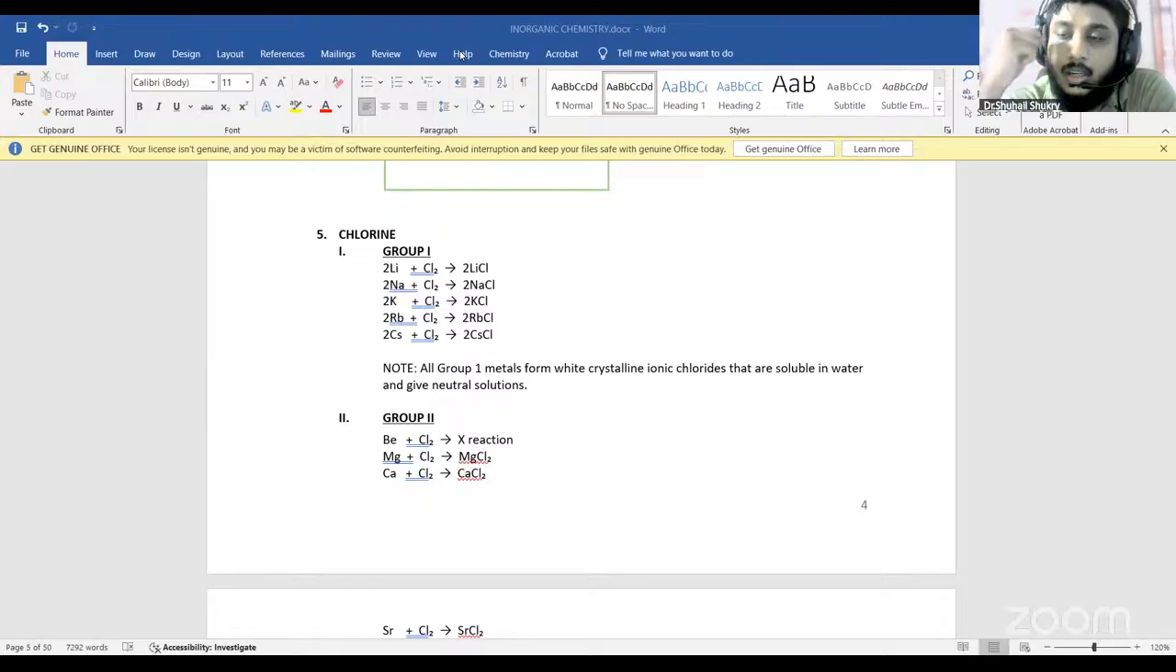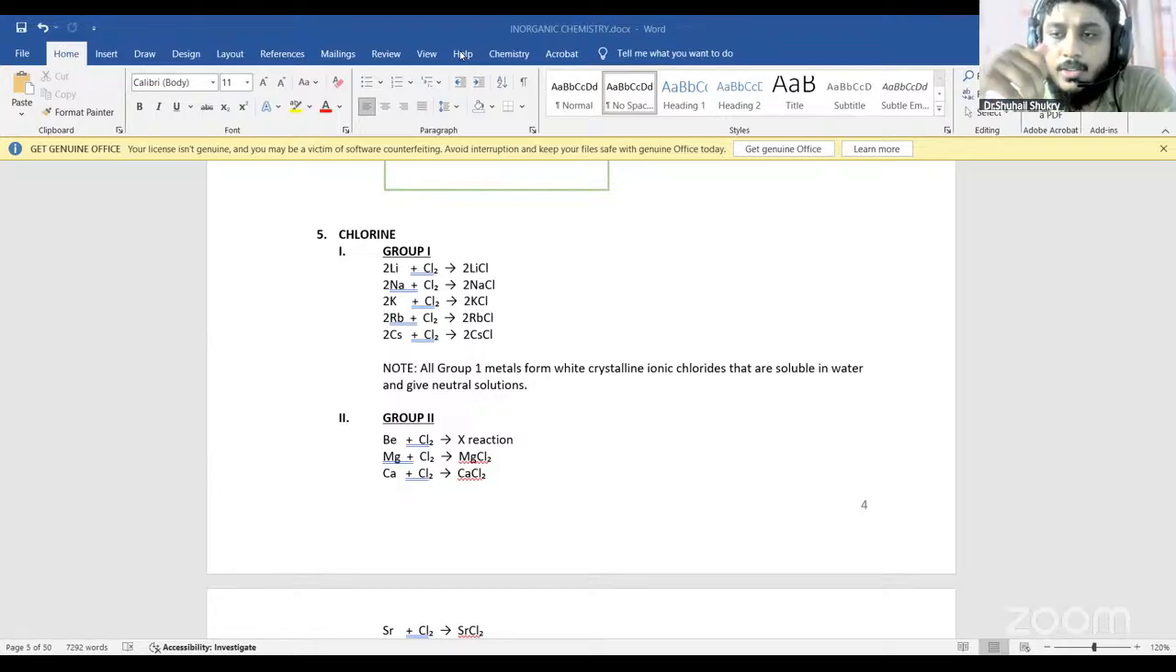Okay. Will beryllium react with cold water? No. Very good. Will beryllium react with hot water? No, sir. Answer is no. Beryllium won't react with hot water. Will beryllium react with steam? Yes. Okay.